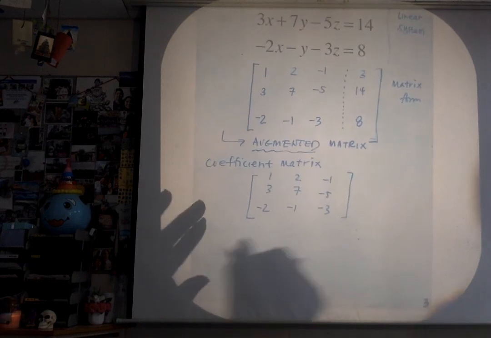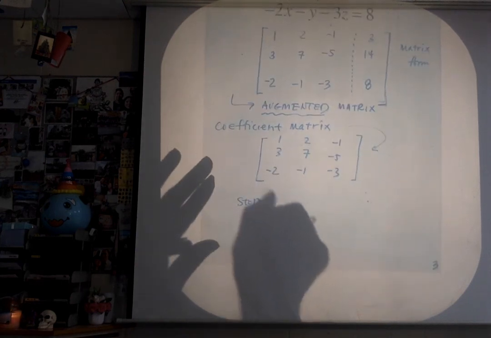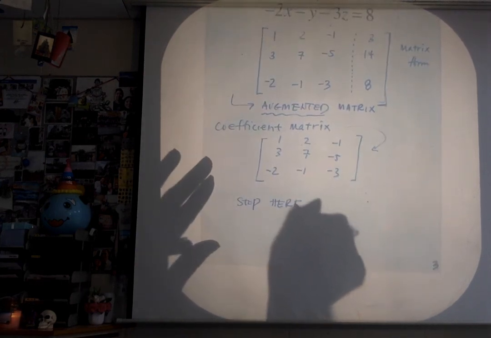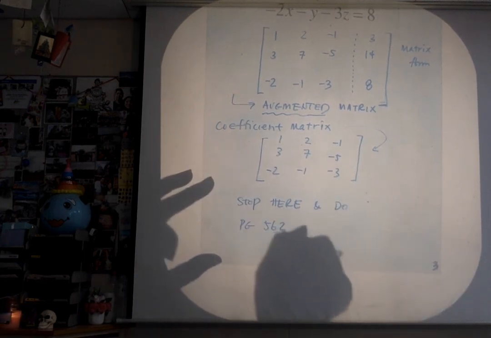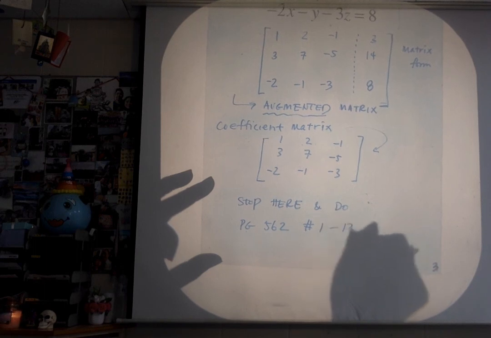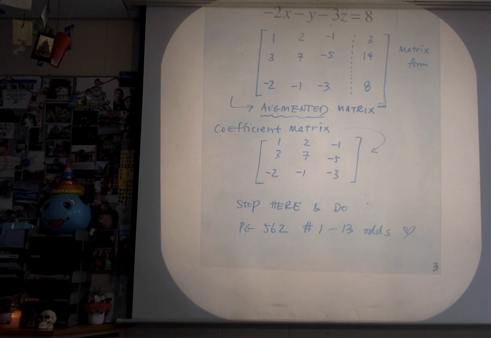Now, I want you to stop here, and this is called a coefficient matrix, okay? I want you to stop here for now and try from your book. Go to page 562 and do numbers 1 through 13, odds, okay? Go ahead and try that right now, and come back and watch part 2.